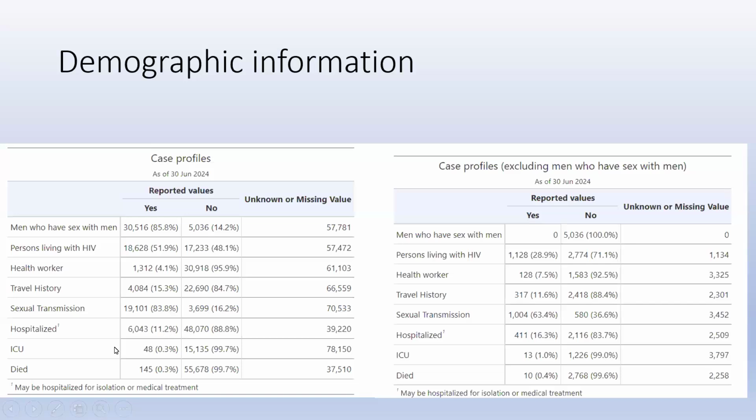Majority of the patients' infection was attributed to sexual transmission. 11% were hospitalized, and then 0.3% ended up in ICU. 0.3% died. If we remove the men who have sex with men and just look at the other population, again, 28% were people living with HIV, 7% healthcare workers, 7% reported travel history, sexual transmission 63%, 16% hospitalized, 1% in ICU, 4% died.